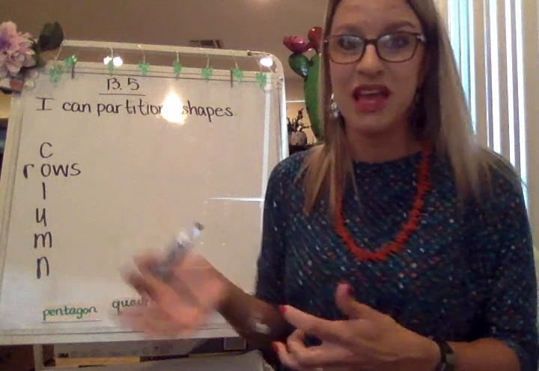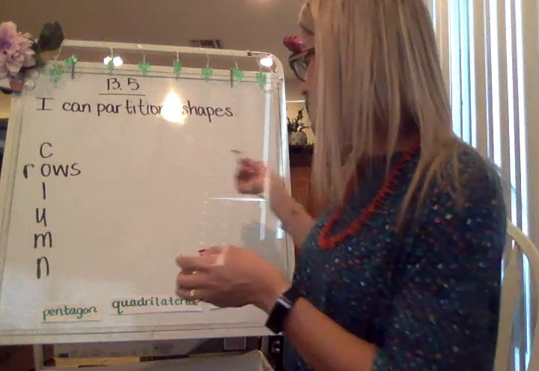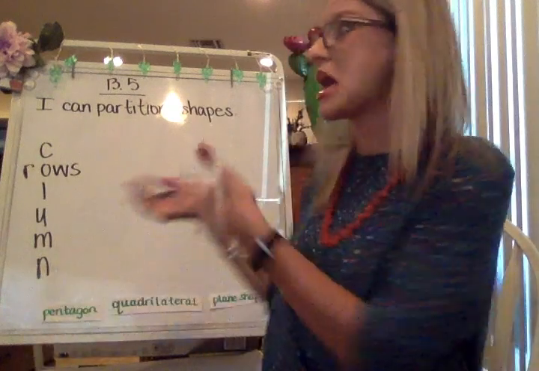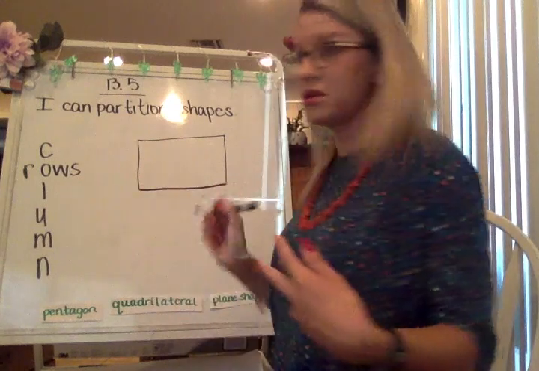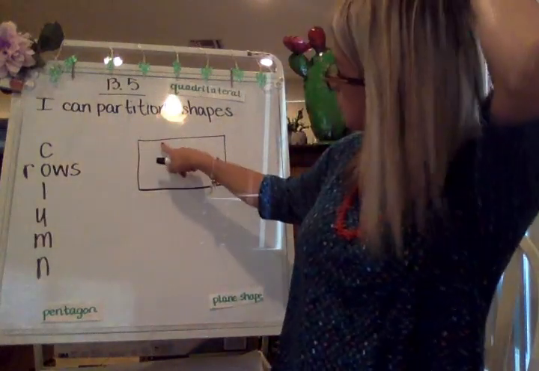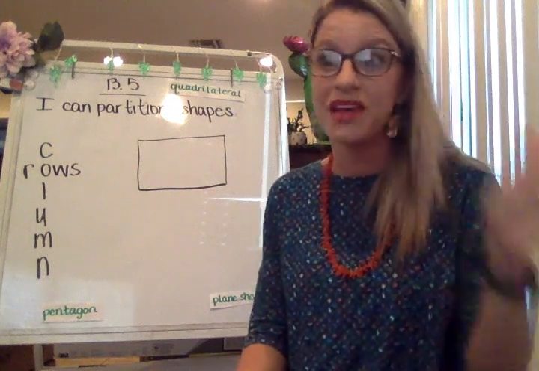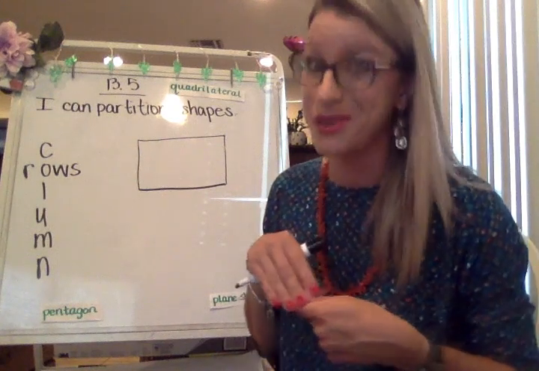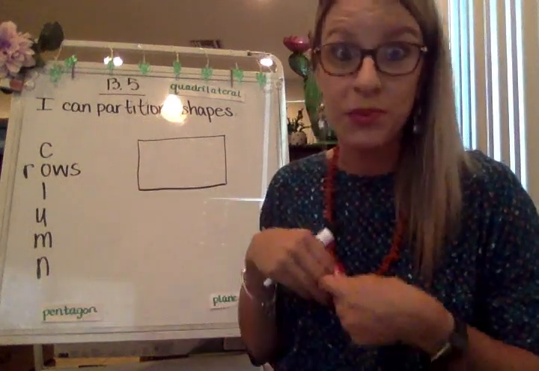So with partitioning shapes, partitioning just means making shapes into equal parts. For example, let's say you had some brownies and you just baked them in the oven, and you used your rectangular shaped pan. Remember, we can call this a quadrilateral. And you wanted to make sure that each piece was equal. You don't want to have anybody fighting over your piece is bigger than mine and mine's bigger than yours, and all of those kinds of fun things that we know happen anyways. So you need to partition, cut these things into equal pieces.